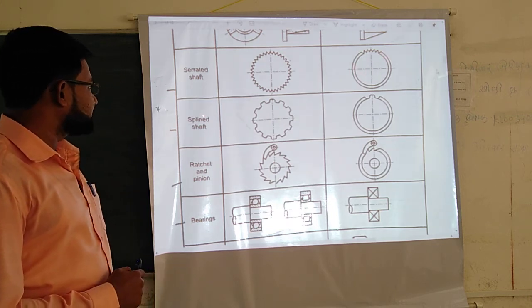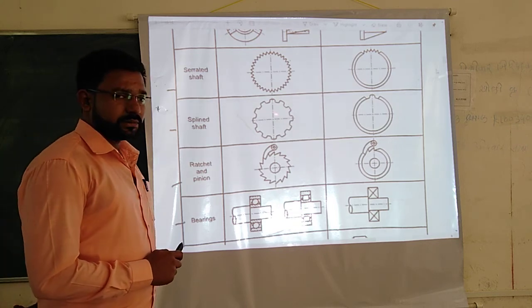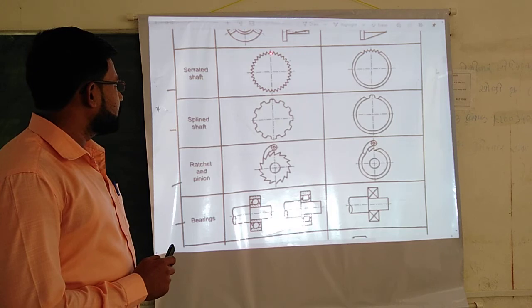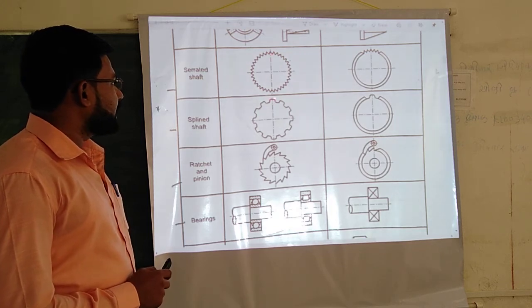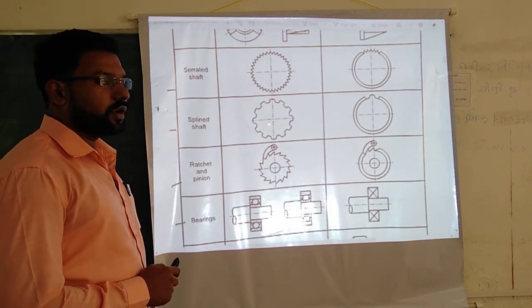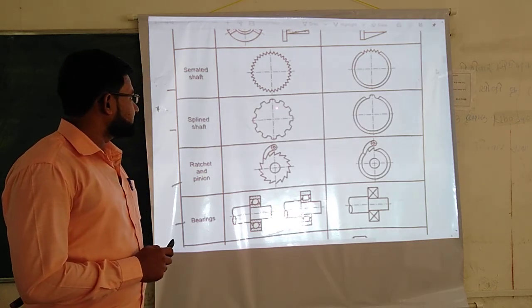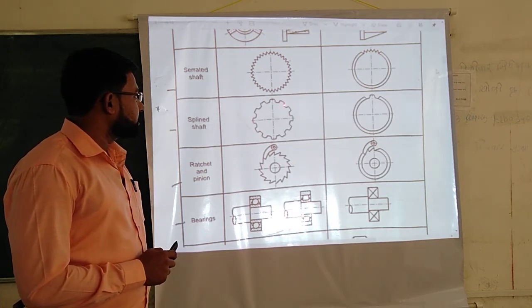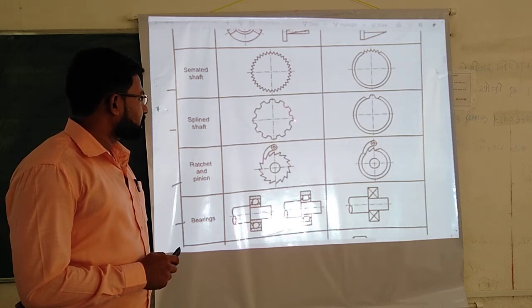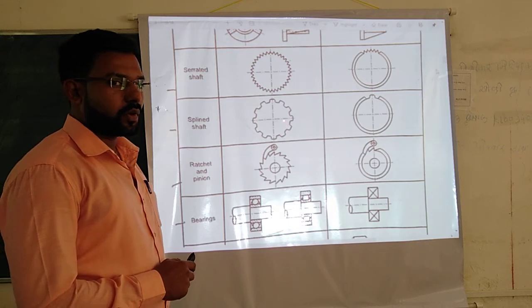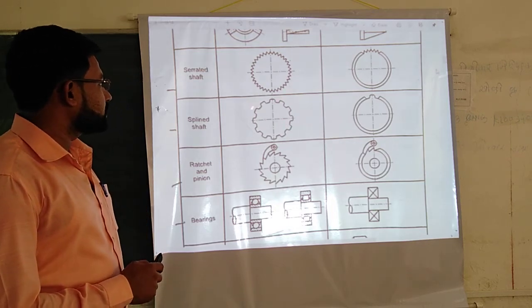Similarly, next is the spline shaft. In a spline shaft, these serrations are made flattened. If you observe the clutch, in the clutch this spline shaft is used. That is, these splines are provided in the clutch, means these splines on the shaft are provided. On these splines, the clutch will fit.